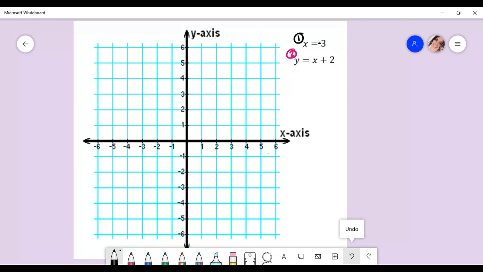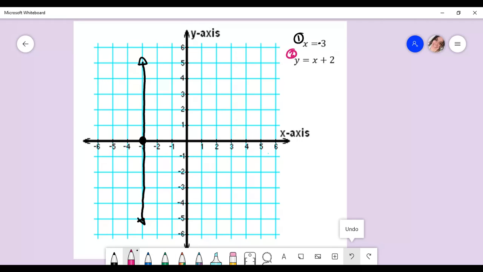So I'm going to go ahead and graph this first equation, x equals -3. So that's going to be a vertical line right here at x equals -3. I don't have a ruler, so the best that I'm going to do is draw a line straight up and down. So those of you that do not have touch screens, your line is going to be a little crooked and that's okay.